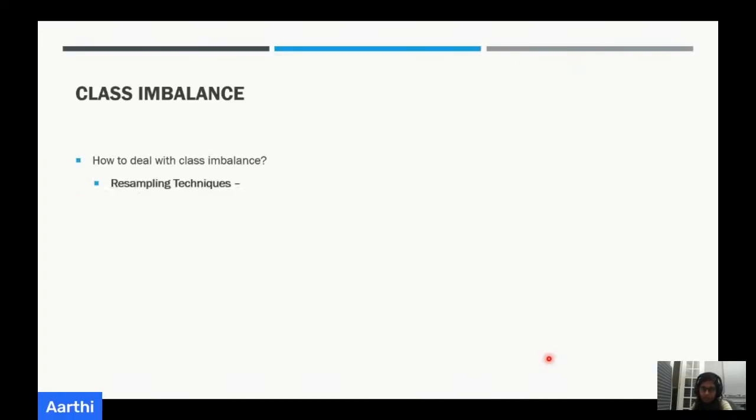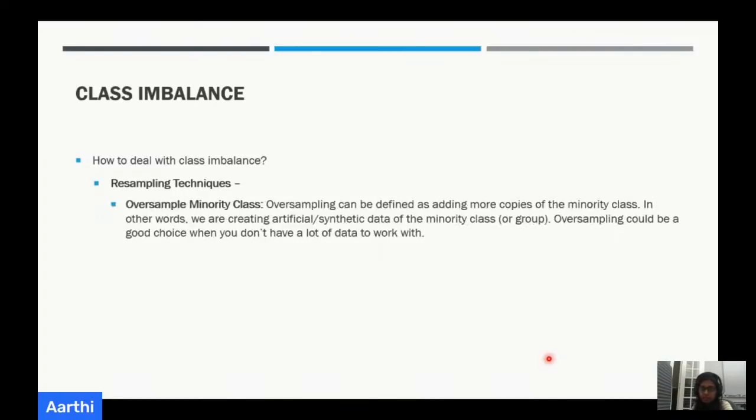How to deal with class imbalance, right? We can do some resampling techniques. We can oversample the minority class, right? Oversampling can be defined as adding more copies of the minority class. So you duplicate your data.